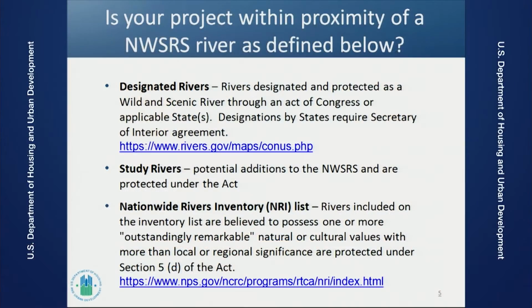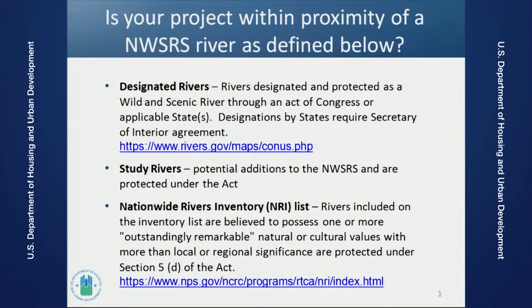Okay, so there are several different designations that are protected under the Wild and Scenic Rivers Act. The first is the big one, that's the designated Wild and Scenic River. This is the one that everybody thinks about, and it's the easiest one to map. And we get a lot of these that say, I'm 300 miles away from the nearest Wild and Scenic River, but there are other rivers that are protected under the Act. The Study Rivers are the ones that have the potential to be added to the Wild and Scenic River System, and they are protected under the Act.